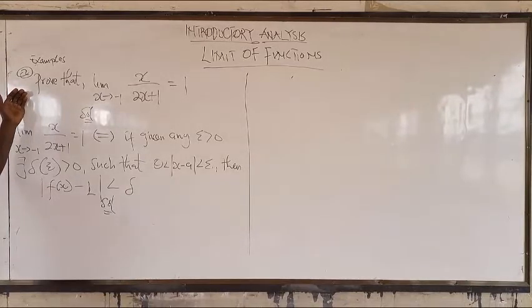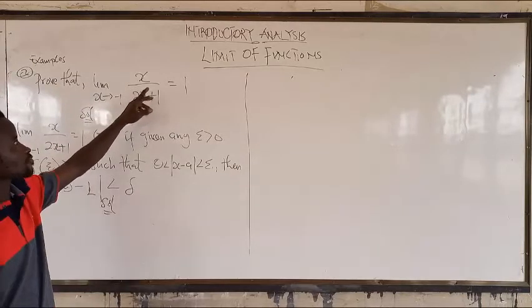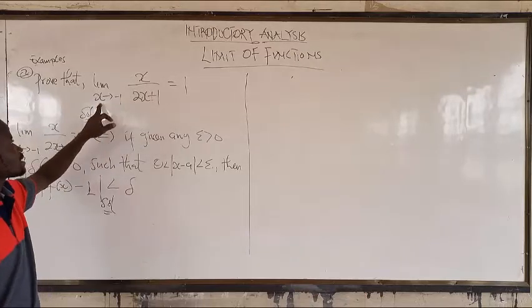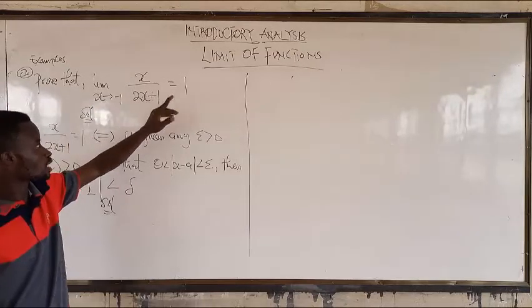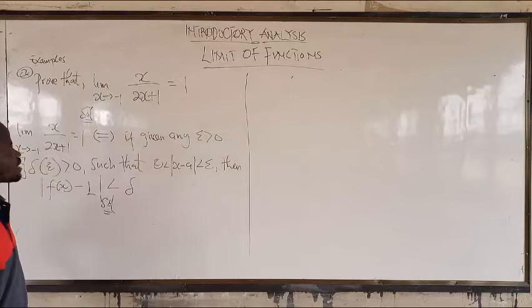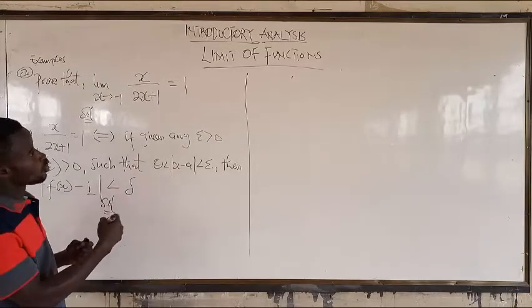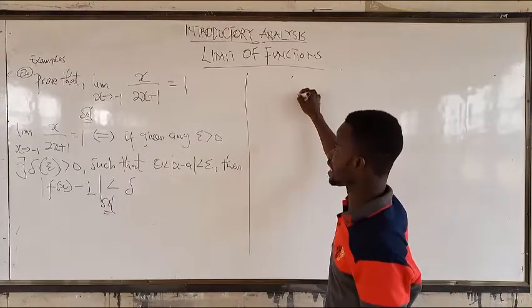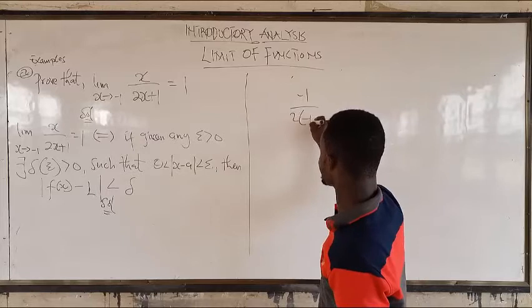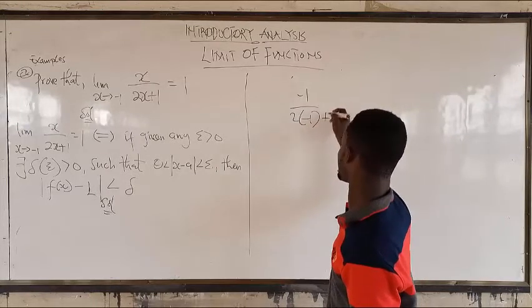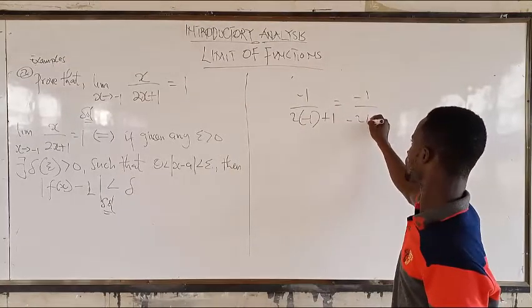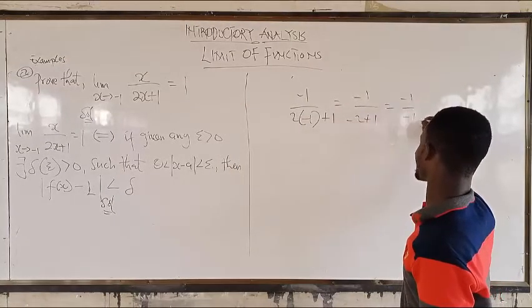Looking at the second question, here we have to prove that the limit of the function x over 2x plus 1 as x approaches negative 1 is equal to 1. Now clearly, when we put x equal to negative 1 into the function, we get negative 1 over 2 times negative 1 plus 1. This gives negative 1 over negative 2 plus 1, so you get negative 1 over negative 1, which is 1.